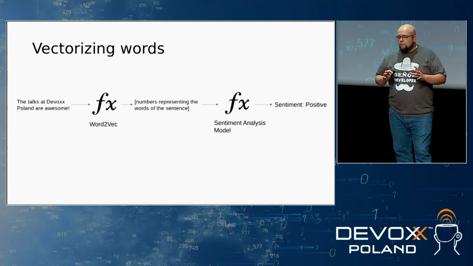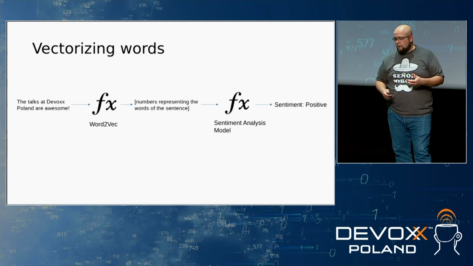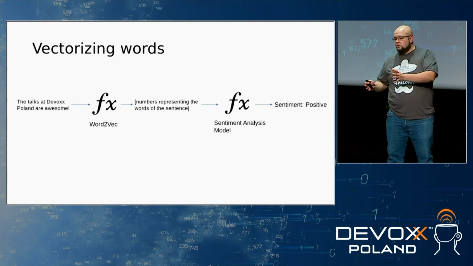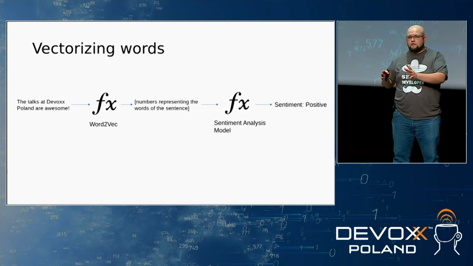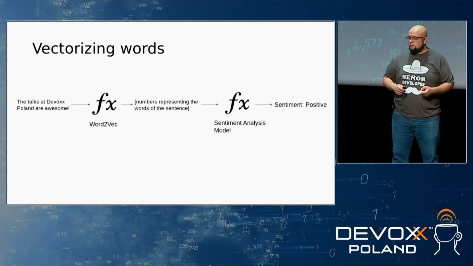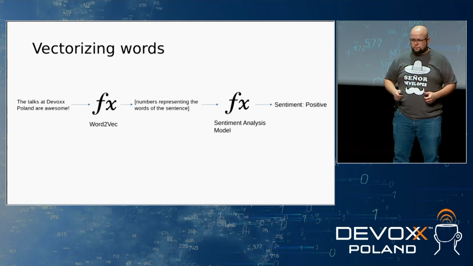So let's have a quick overview of what the relationship is within the sentiment analysis. Let's say we want to analyze the sentiment of the phrase, "The talks at Devoxx Poland are awesome." So we feed this into word2vec, and then it will output numbers representing the words of the sentence, which we will then feed into the sentiment analysis model, and then the sentiment analysis model will tell us, yeah, the sentiment is positive.